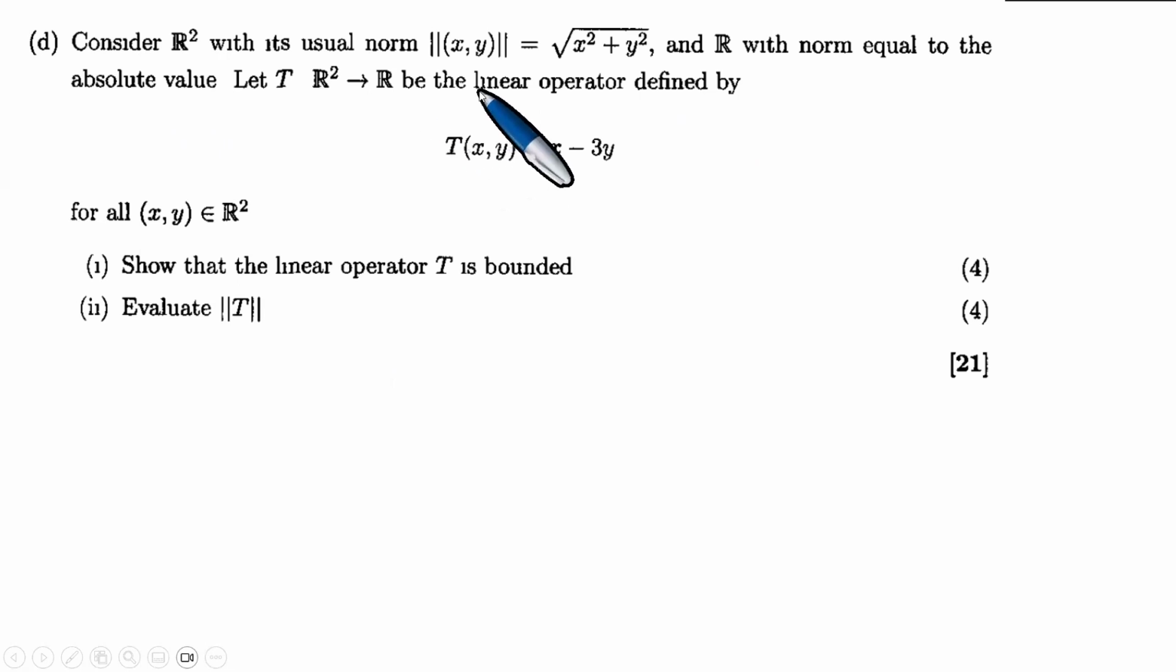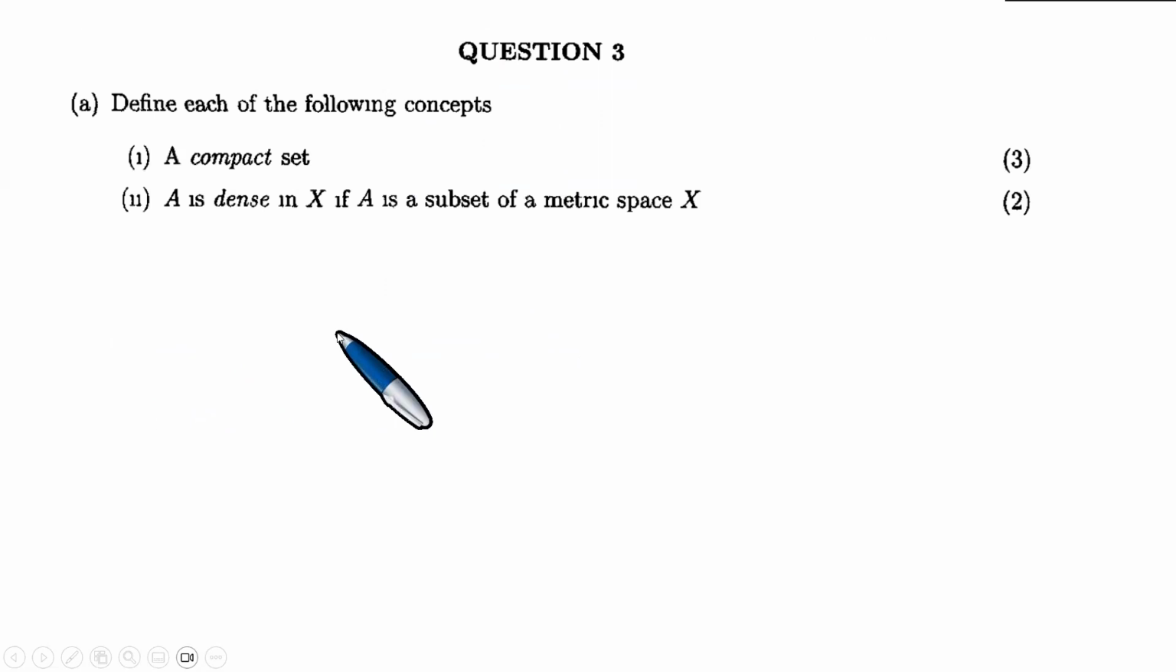Consider R2 with its usual norm, R2 being the two-dimensional space endowed with the usual distance norm, and R with the norm equal to the absolute value. Let T be the linear operator defined by this, for all these ordered pairs in R2. Show that the linear operator is bounded. So you need to be able to show boundedness, and also evaluate the actual norm of the linear operator. We shall look at how to evaluate the norm here. Okay, good. We move on.